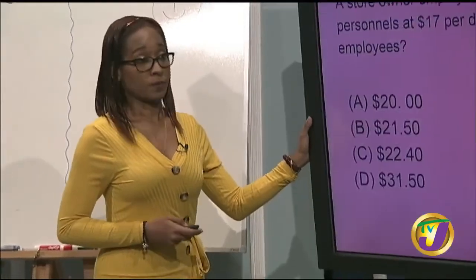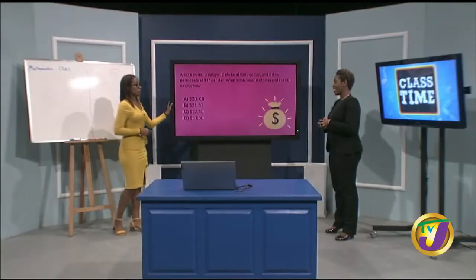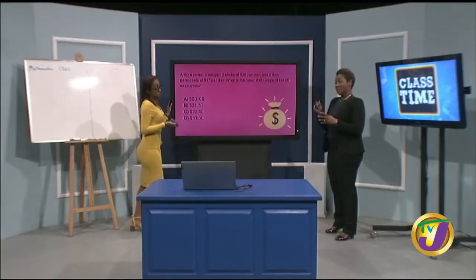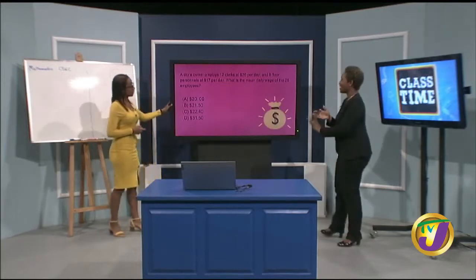Now, if you don't understand the concept, you could subtract 40 from 58 and get 18, which would have been A, which is a good distractor. Yes, it is.